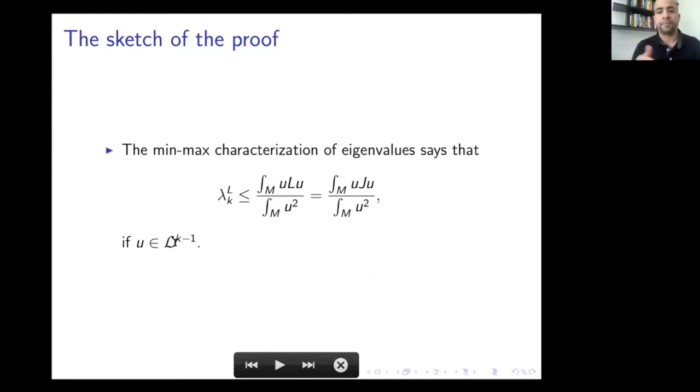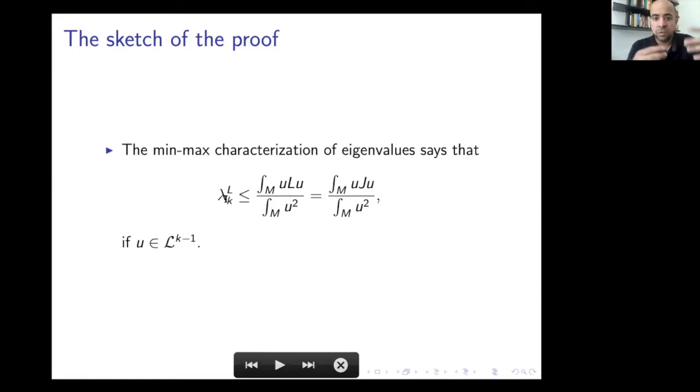So in particular, each eigenvalue lambda k can be estimated from above by this Rayleigh quotient. Note also that the integral of u L u is the same as the integral of u J u if the function u has integral zero. We have this identity here, which will hold because we apply it to the functions Vi and Vi bar. So using this characterization, we get estimates for the lambda k eigenvalue.